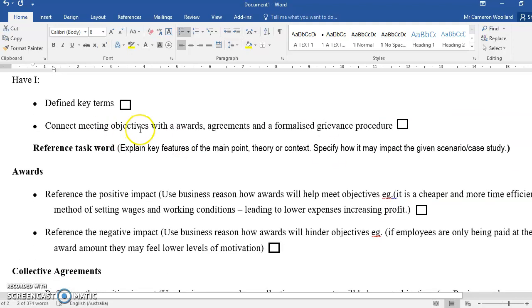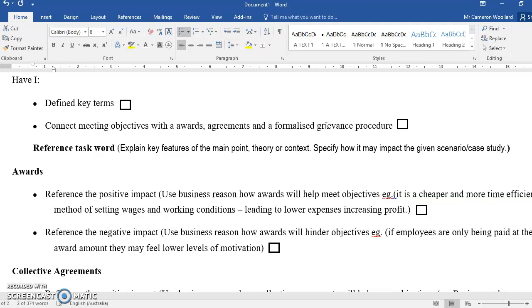We keep going downwards from there. What you need to make sure you have is that you connect business objectives to those 3 key ideas. If you don't, that really doesn't create a very strong analysis. You need to make sure that that's encapsulated in your response. Otherwise, it's very, very hard, or it's impossible, not hard, to get 4 marks because you're not actually speaking in detail. How does an award impact our objectives? How do agreements impact our objectives? How does a really solid grievance procedure impact our objectives?